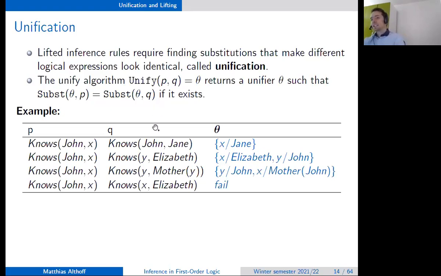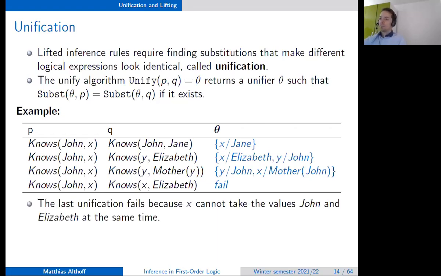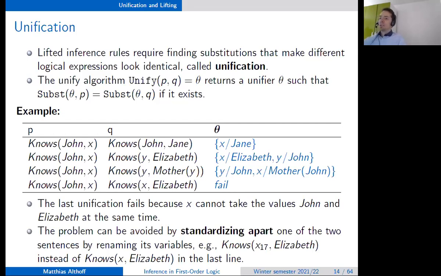The problem why this fails is because we're using the same variable X here. So what the intention probably was is that John knows X and somebody else knows Elizabeth, but this X is reused twice. So what you have to do is maybe replace X with Y or Z or with something else. And we can automate this as well. We can use some algorithm that always creates a new variable, which is called standardize apart. So we could use, for instance, X17 Elizabeth, and then there is no danger that this wouldn't work, and we would find a unified replacement.